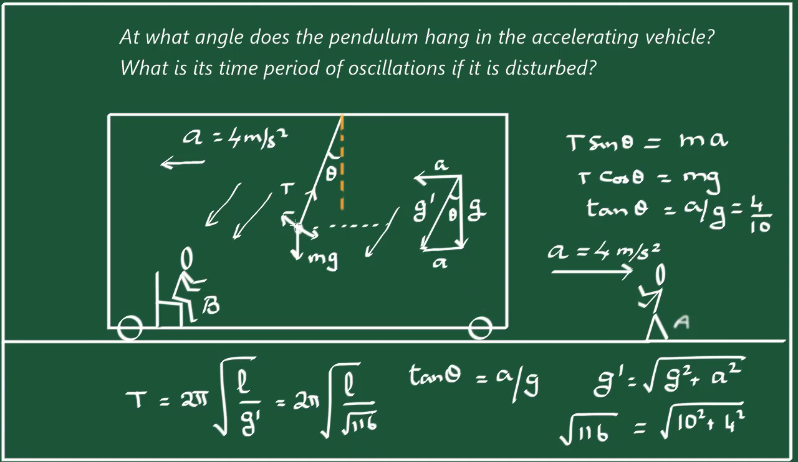Imagine solving this problem, that is the time period of oscillation, from the point of view of a person standing outside. From the point of view of the person standing outside, this pendulum is not only oscillating, it's also accelerating to the right. So its motion is quite complicated. Whereas from the point of view of the vehicle, that is in the accelerated frame, it is a simple harmonic motion about a new equilibrium position, and the equilibrium position is tan inverse A by G.